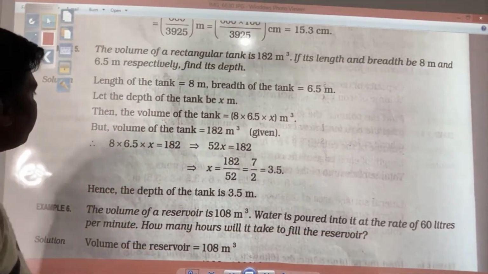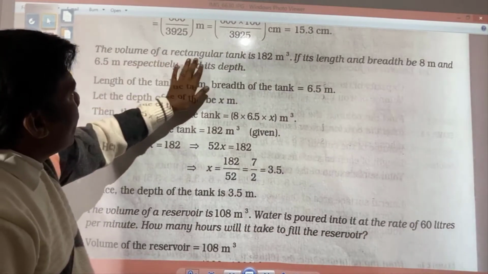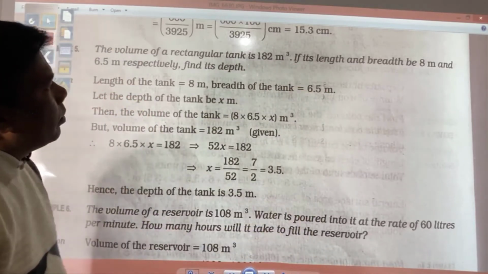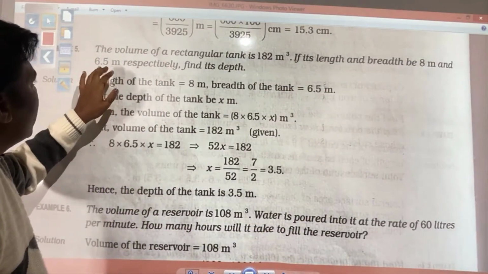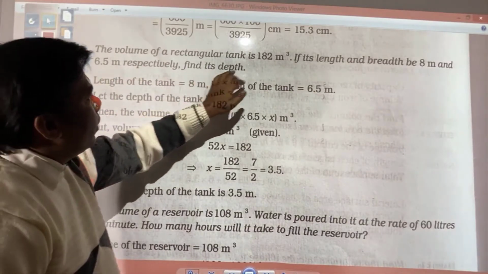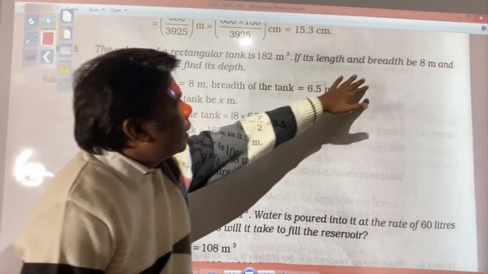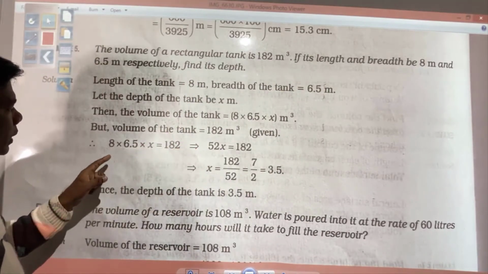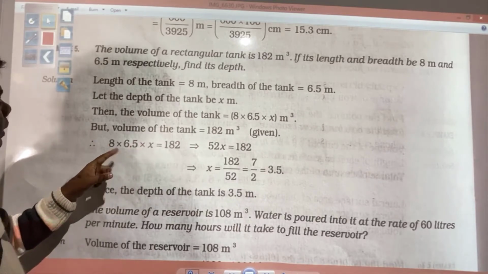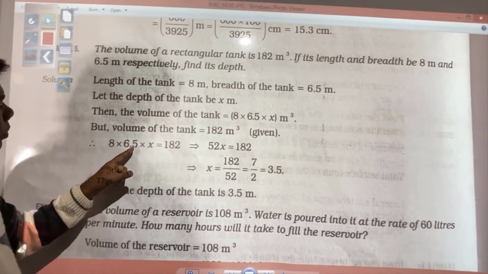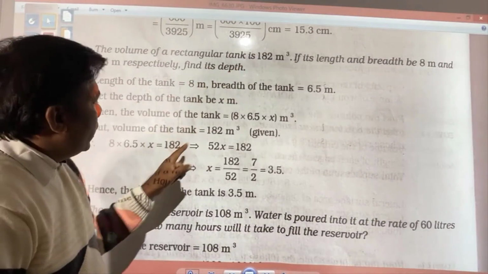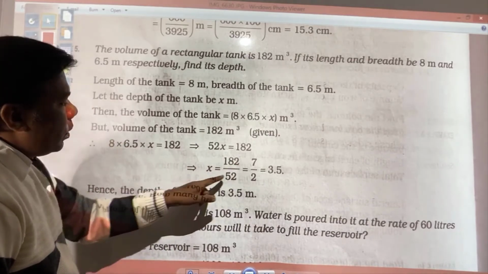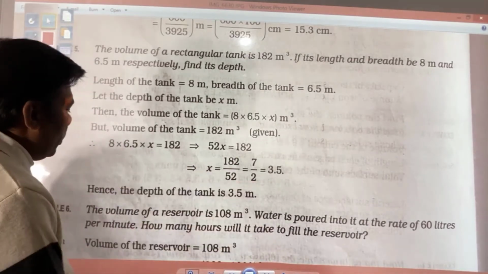Question number 5, you see. The volume of a rectangular tank is 182 meter cube. If its length and breadth be 8 meter and 6.5 meters respectively, find its depth. So easy it is. Volume has been given, length and breadth has been given, h you need to find out. So let h is equal to x, or height is equal to x. So this depth is equal to x. So 8 into 6.5 into x is equal to 182. So x will be 182 divided by 8 into 6.5, and then you will get 3.5.